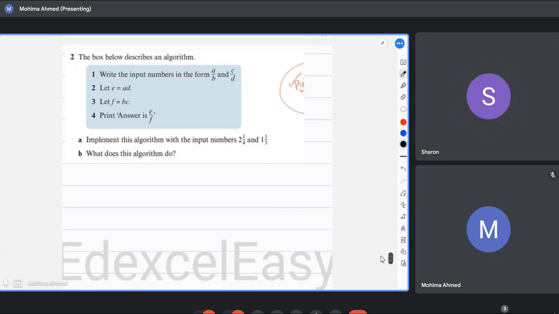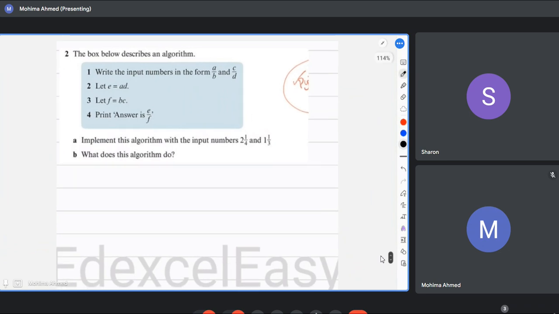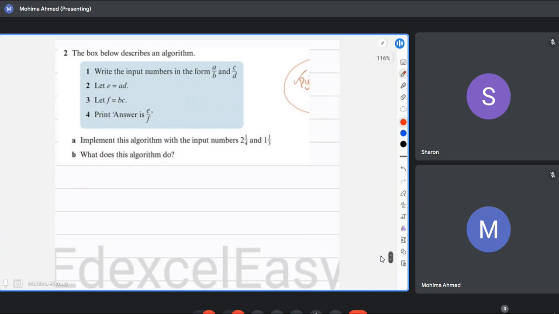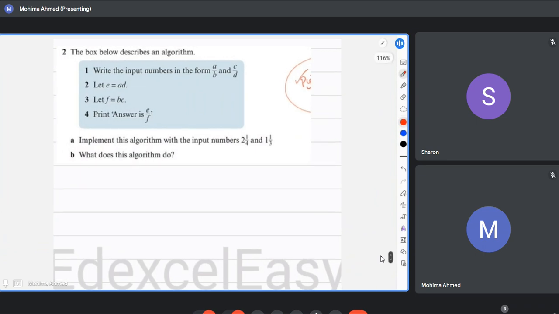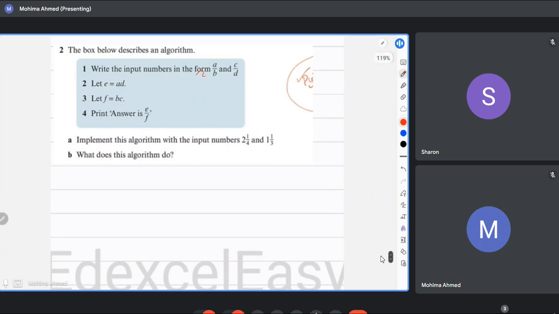Wait 1 minute. Okay, let's start with this one, as I was saying. Again over here they have provided you with a different amount of code, and the box below describes an algorithm. Write the input numbers in the form of A by B and C by D, and then let E be equal to A multiplied with B, and F be B multiplied with A plus B multiplied with C, and your final answer is going to be E and F.